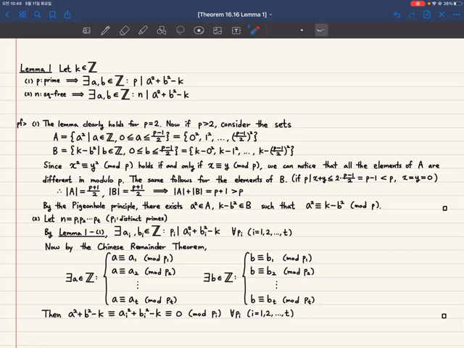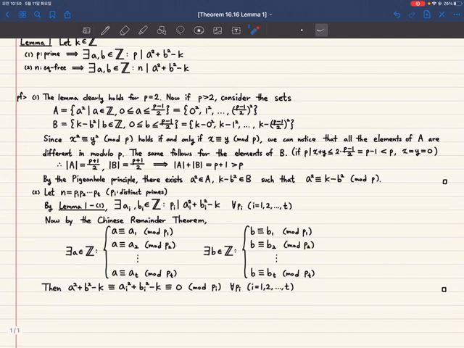But we know that the elements of A cannot be equal to each other and the elements of B cannot be equal to each other. So we're going to take an element from A and an element from B and set them equal to each other, and that exists clearly because of our past statement. So there exist integers a, b such that a squared is congruent to k minus b squared modulo p.